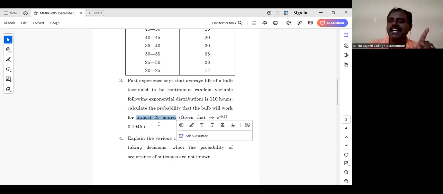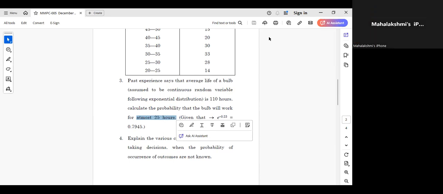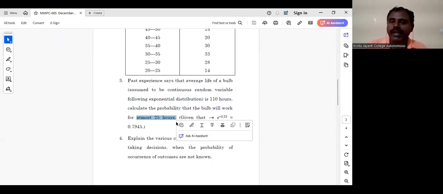Ma'am, you can check the formula. I am also not sure about it. I don't think it was minus lambda x; it is 1 minus e to the power lambda x. That is what I wrote. I will share the material with you, don't worry about it. Okay, so you can solve that problem this way.